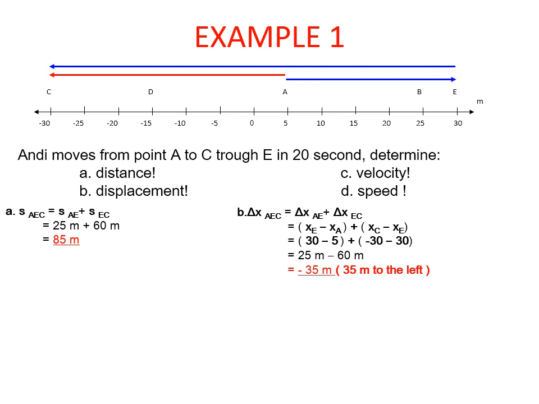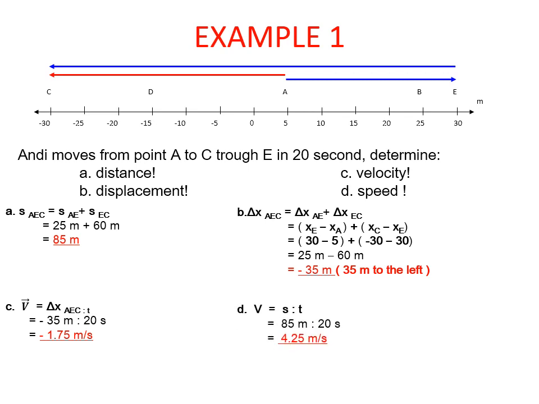And for the next question, C, velocity. Velocity equals delta x AEC divided by t, the time taken. So the velocity becomes minus 35 meters divided by 20 seconds. So velocity is minus 1.75 meters per second.